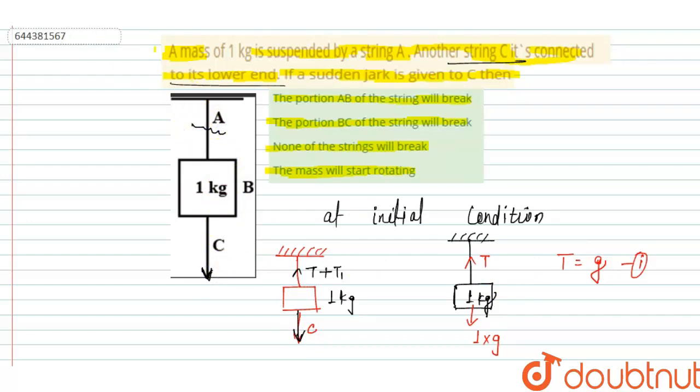That means we can say the mass will start rotating is a wrong option. None of the string will break is a wrong option. The portion BC of the string will break is a wrong option. That means option A is the right answer to this question.